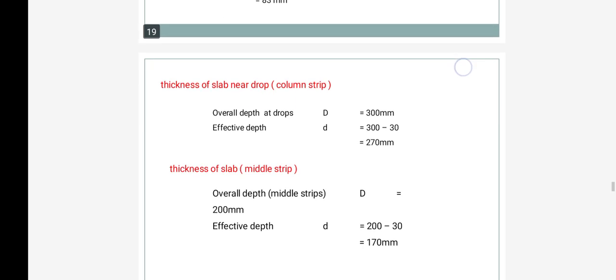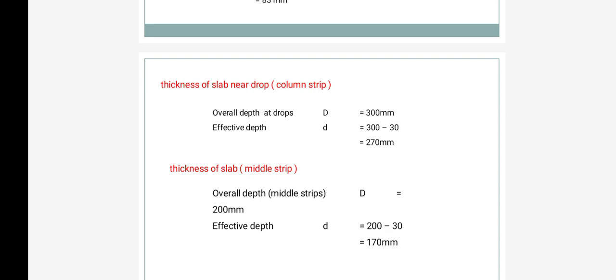Thickness of slab near drop column strip is equal to overall depth that it drops, D is equal to 300 mm. So find out the effective depth. Effective depth is equal to overall depth minus effective cover. Assume effective cover 30 mm. Therefore 300 minus 30. So effective depth, small d, is equal to 270 mm.